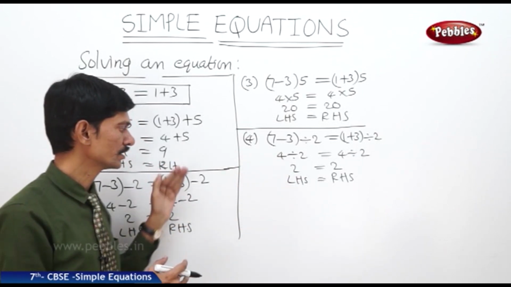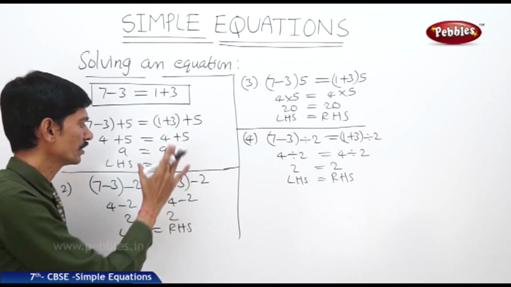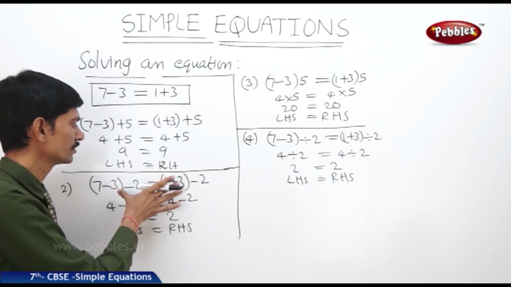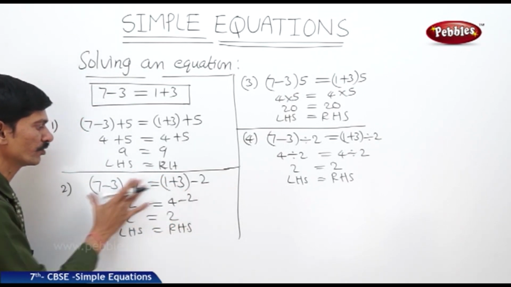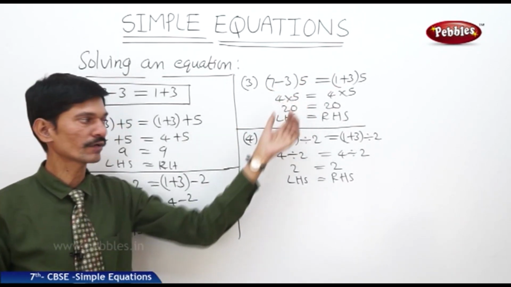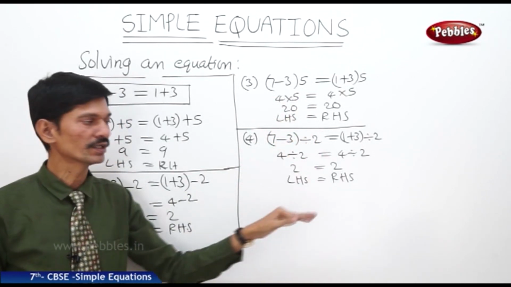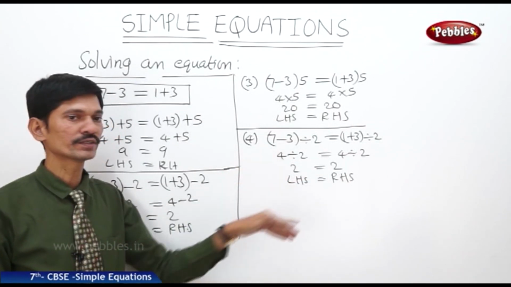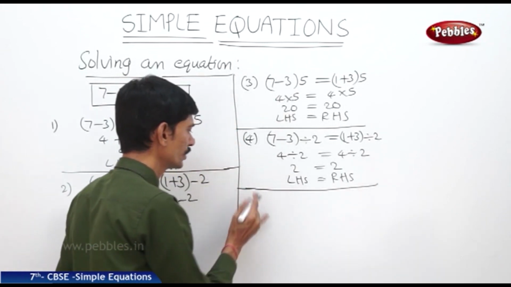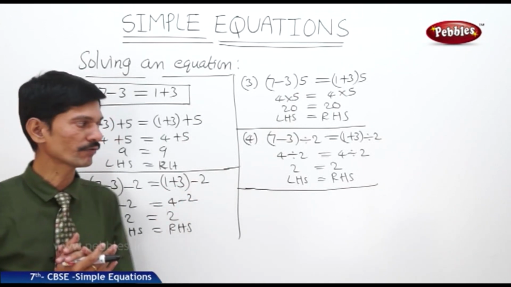So when we add the same number to both sides of the equation, or when you subtract the same number from both sides, or when you multiply both sides by the same number, or when you divide both sides of the equation by the same non-zero number, still the equality remains the same. So if you fail to do the same mathematical operation on both sides, then what happens? Let us see now what happens.